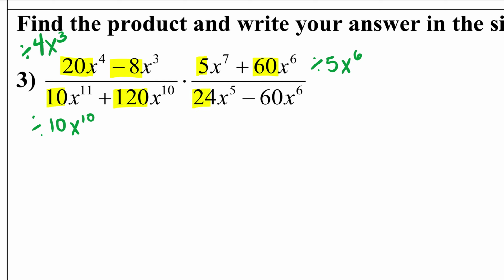Lastly, bottom right, I have 24 and 60. The first thing I can think of that goes into there would be 6, looks like. Actually, 12. 12 can go into both. Okay, let's do that. 12, there's an x in both. Lowest exponent is 5. And my biggest exponent is negative, so my GCF would be negative.